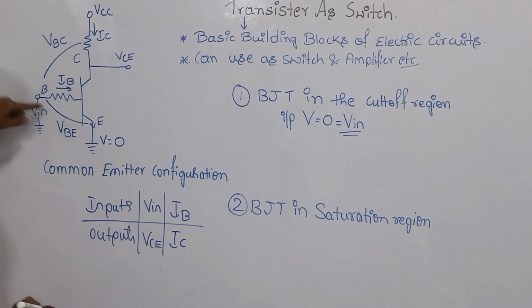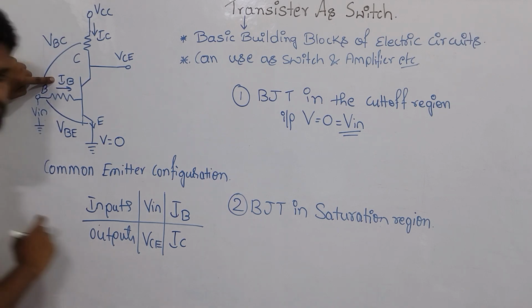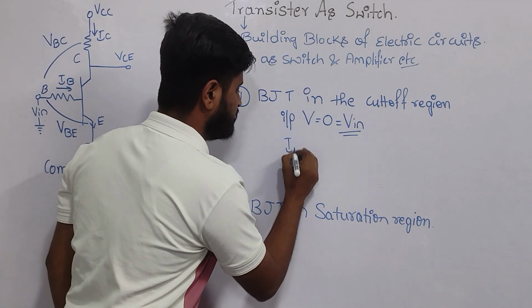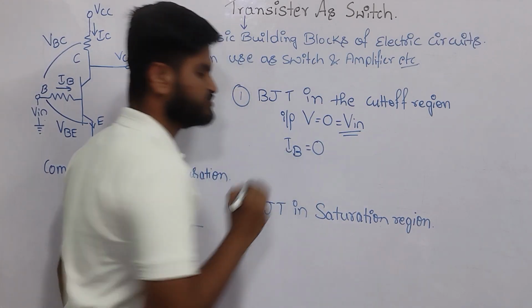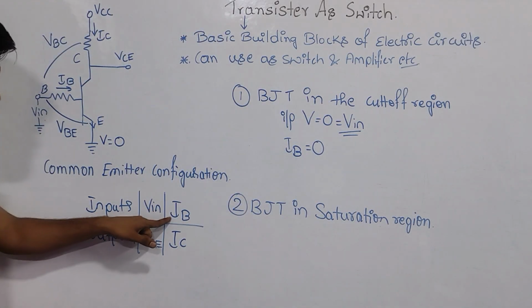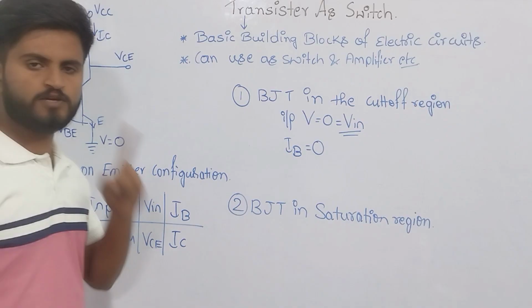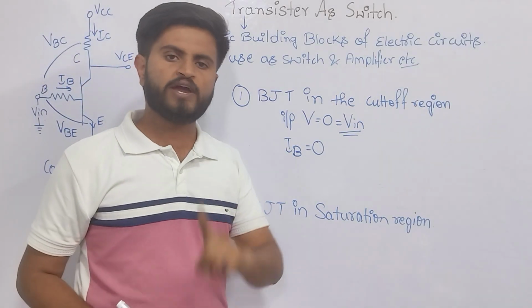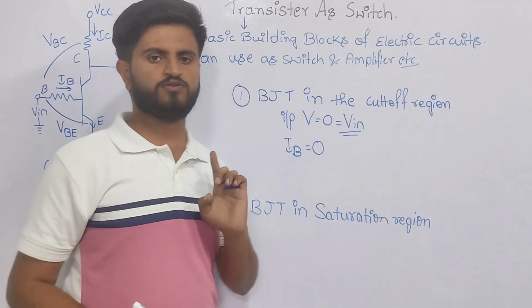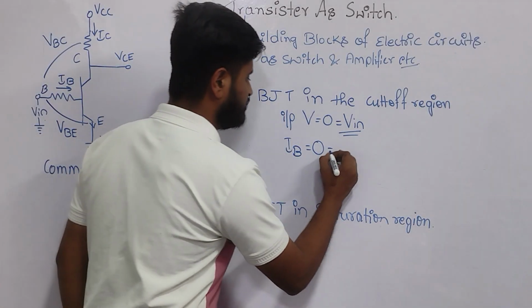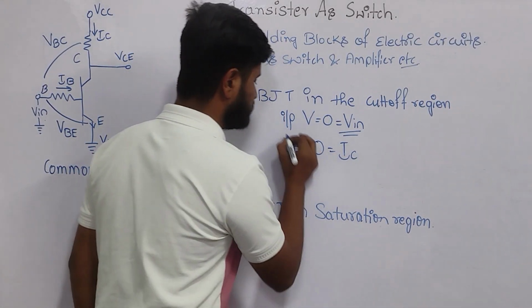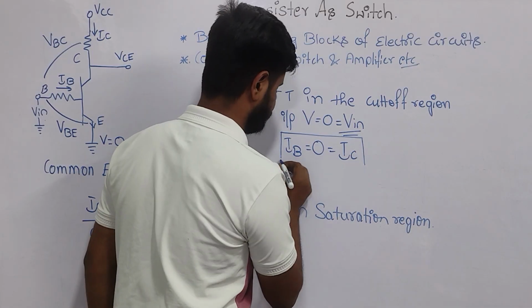No. So what is the current flowing through it? Vin is coming through the base and moving. No. So IB, you can conclude IB will be equal to 0. What is IB? IB is my input current. When input current will be equal to 0, my output current will also be equal to 0. So you can conclude that my output current IC will also be equal to 0.